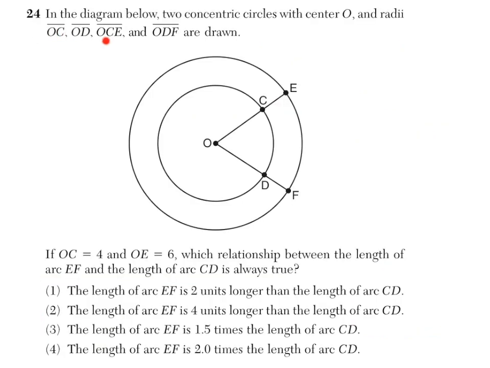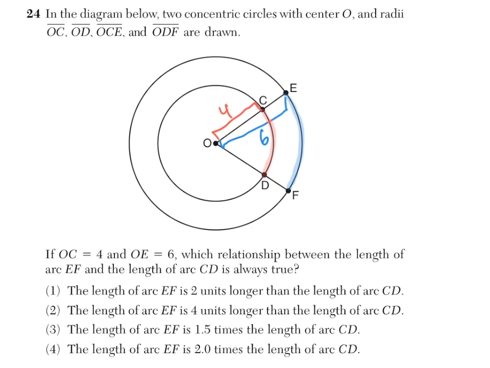Last question, number 24. In the diagram below, we've got two concentric circles with center O. They share the same center, and radii OC, OD, OCE, and ODF. It says if OC equals 4, and I'm going to write that right now, OC equals 4, and it says OE equals 6. All right, I'm going to include that right there. Which relationship between the length of arc EF and the length of arc CD is always true?